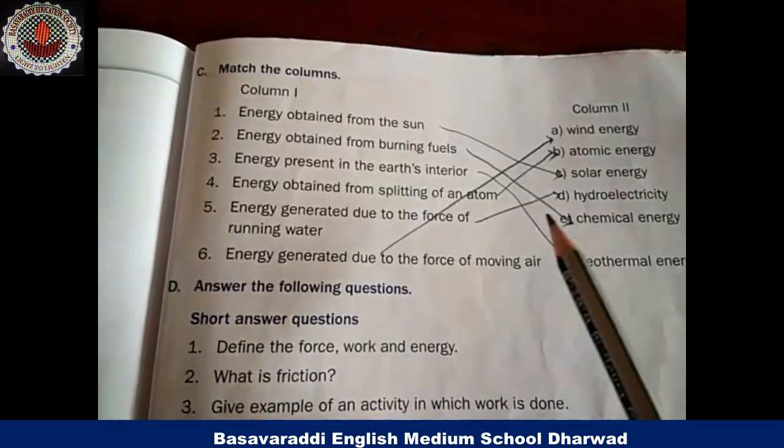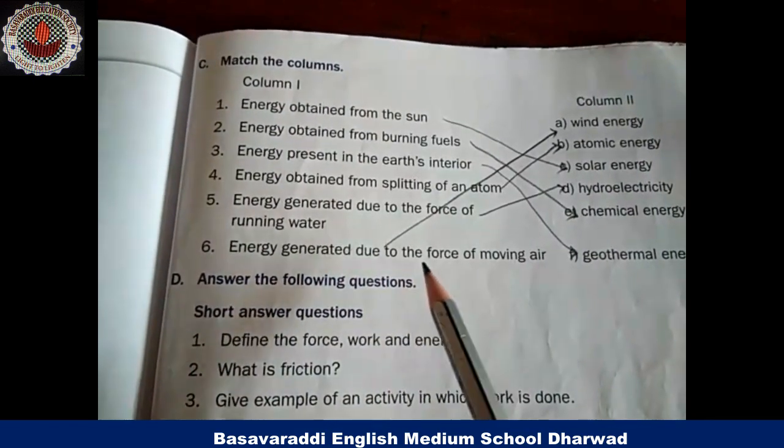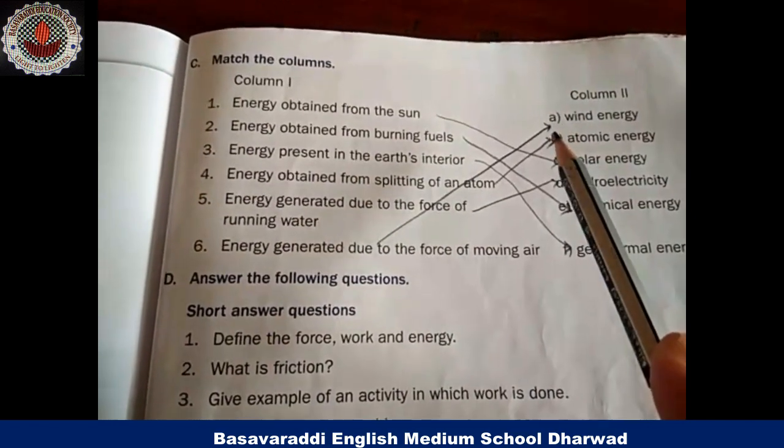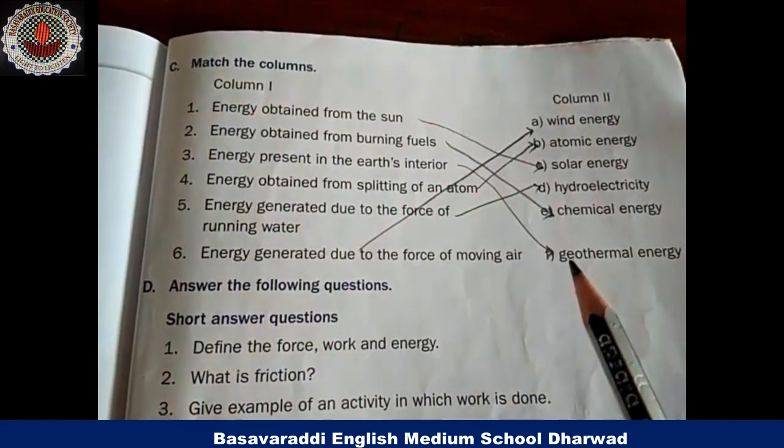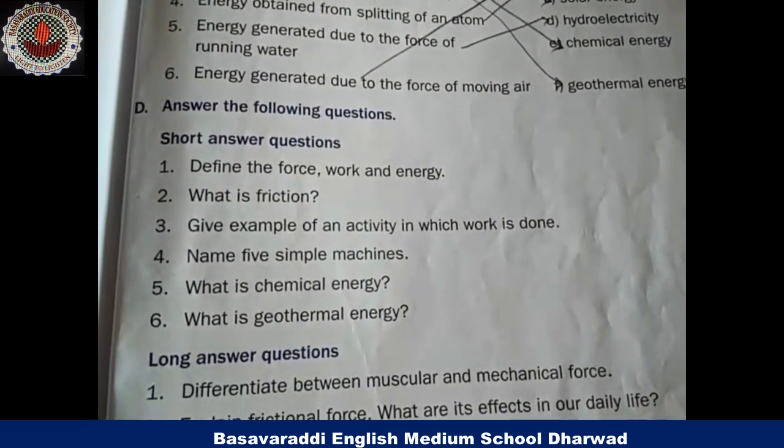Fourth one, energy obtained from splitting of an atom. That is the atomic energy. Fifth one, energy generated due to the force of running water. That is the hydroelectricity. The last one, energy generated due to the force of moving air. That is the wind energy. Okay, this is the answer, and we matched column 1 and column 2. The next part is answer the following questions.